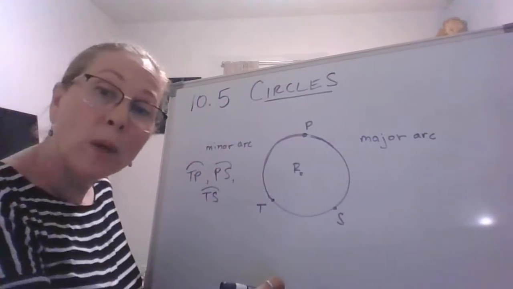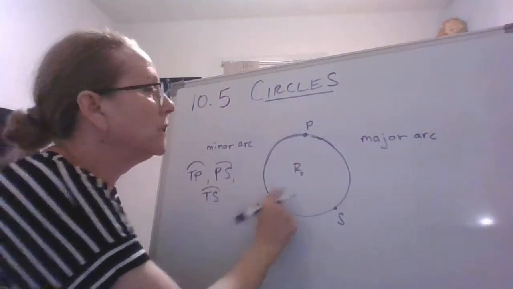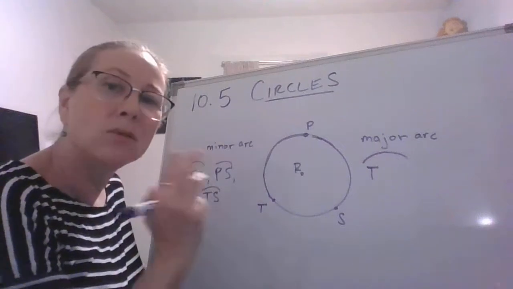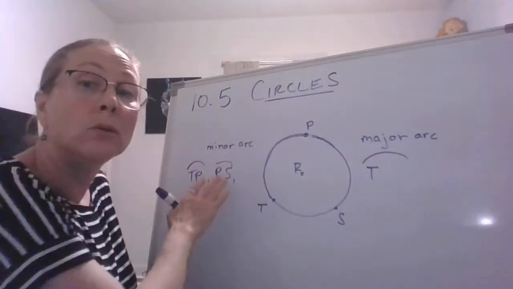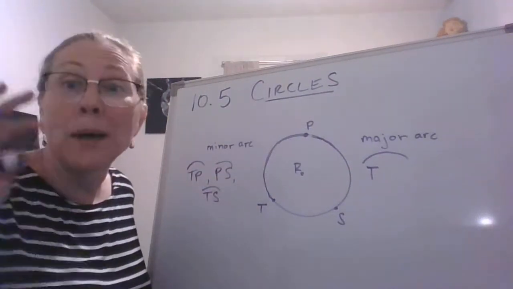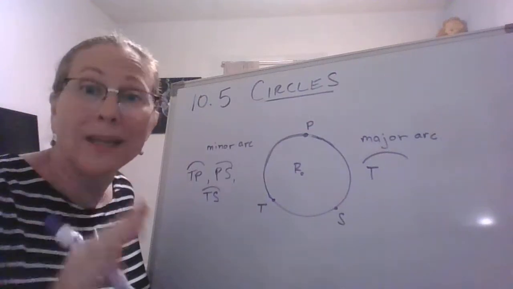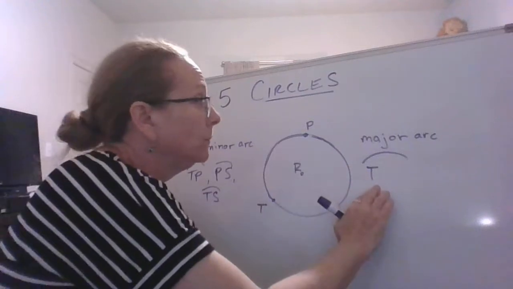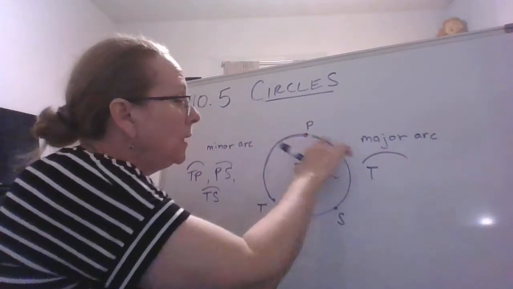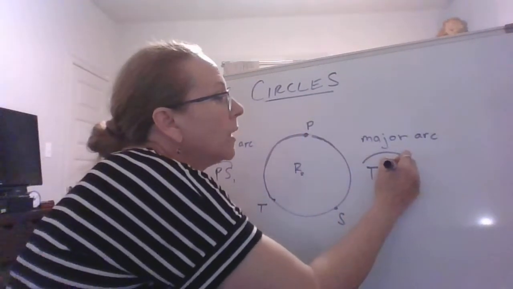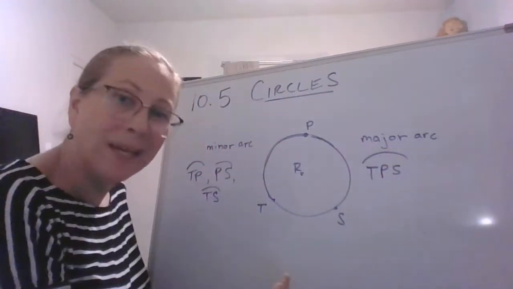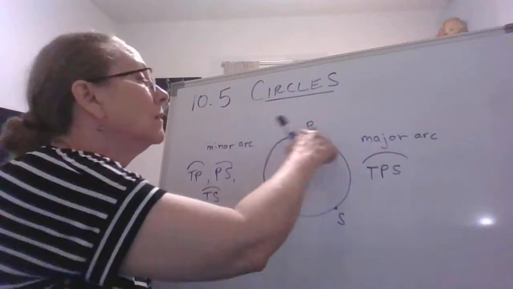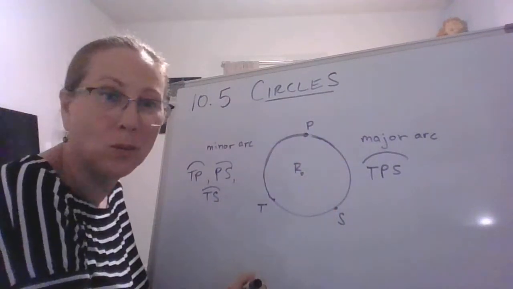A major arc is greater than 180 degrees. So if I started at T, in order to do a major arc, I'm going to use 3 letters. Notice I only use 2 here because a minor arc's only going to use 2. That lets you know it's smaller than 180. Here, if we start at T, P, S, we see 3 letters. We know that it's at least 180 or greater, and in this case, a lot bigger because it almost goes around the circle.